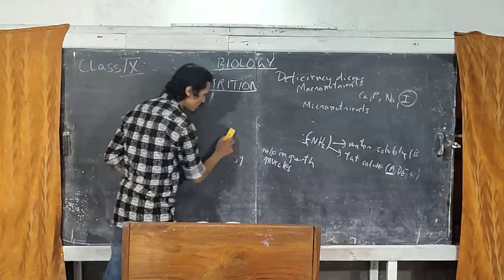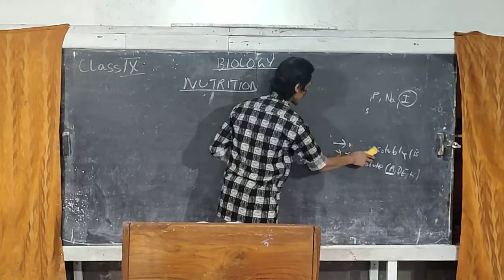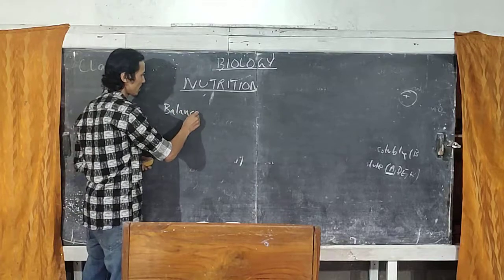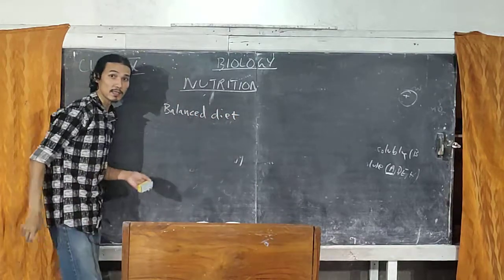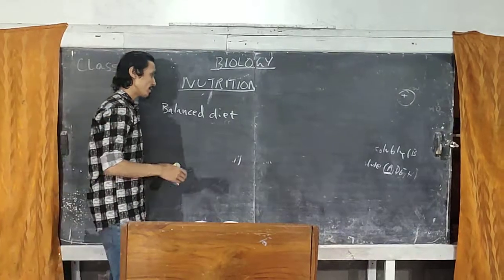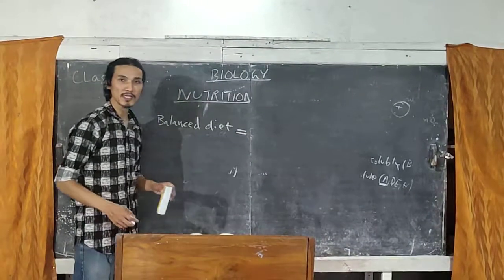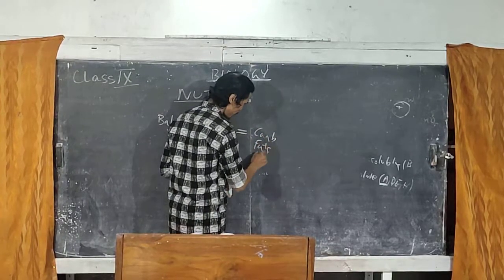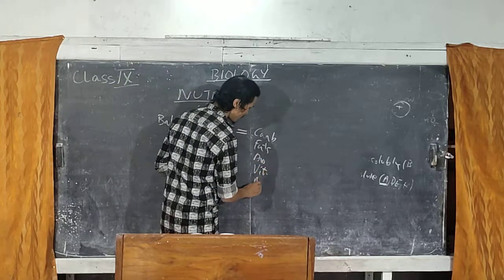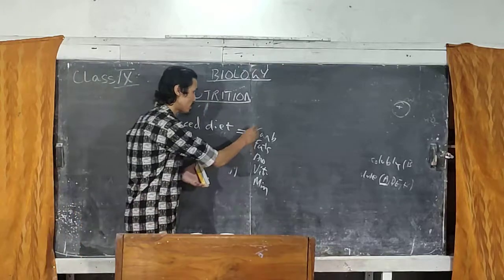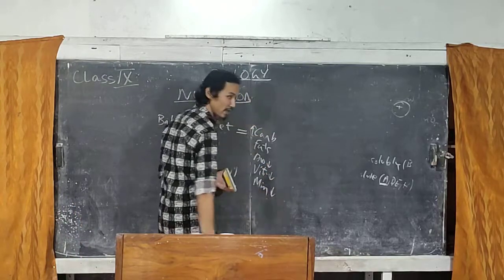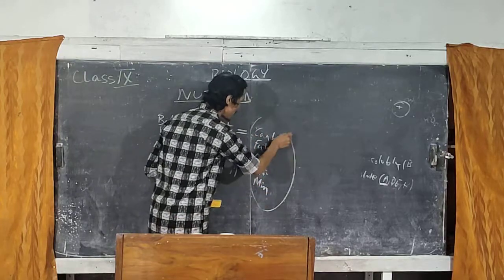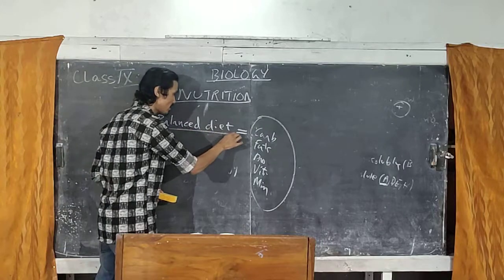Now, in addition to this, the most important thing to remember is that a balanced diet is essential for the proper functioning of an individual. By balanced diet, what it means is a diet which contains all the necessary nutrients in the right amount. That means it should contain sufficient carbohydrates, fats, proteins, vitamins and minerals. You cannot have a diet which is rich in carbohydrates, less in proteins, less in vitamins and less in minerals. Everything should be present in the right amount, and such a diet is called a balanced diet.